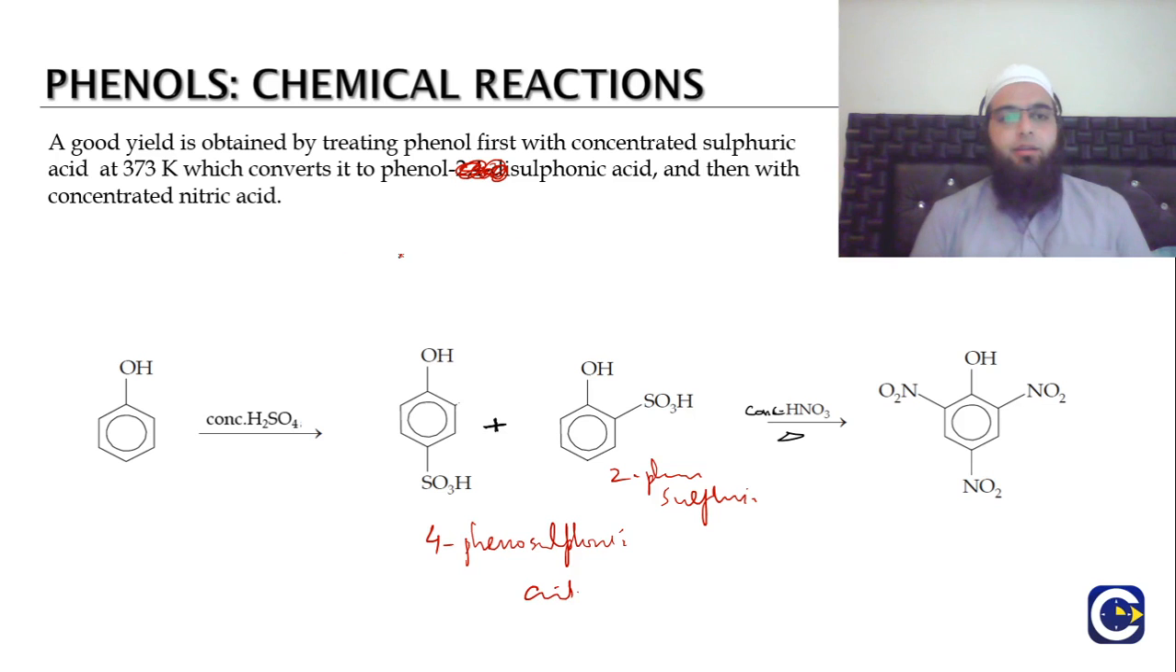Then we have to treat it with the concentrated nitric acid at very low temperature. We can obtain this picric acid. This is picric acid, and we can obtain this in good yield by following this path of the reaction. So these are the simple concepts that we have to remember.